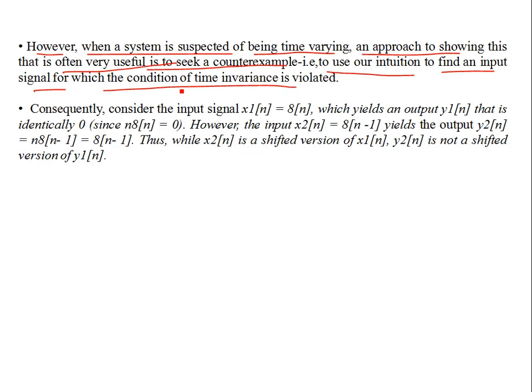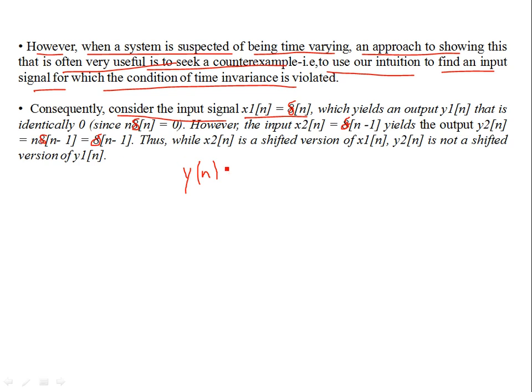But if you can find an input signal that makes the system violate the assumption of time invariance, that's another way. Over here, consider input signal x1 of n as delta. This is not 8, this is delta. Let me correct this. Let's replace this by delta first. So now my input is the delta function.